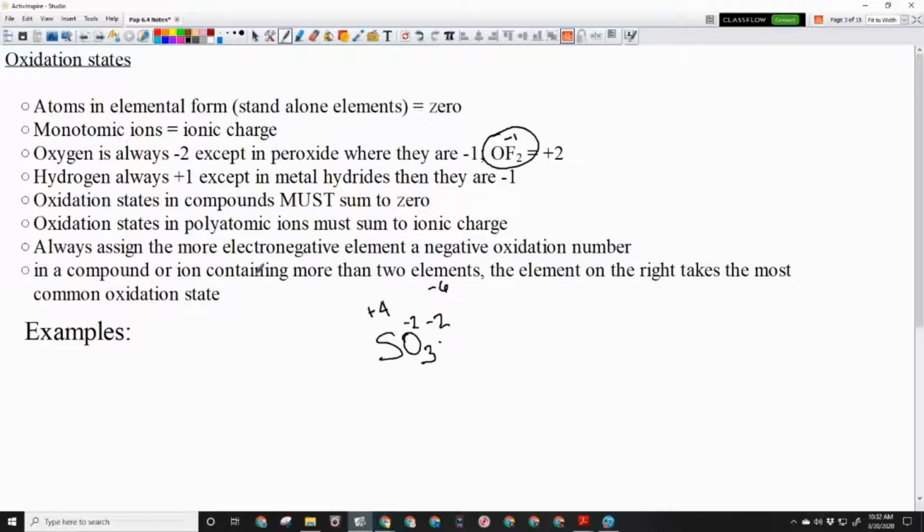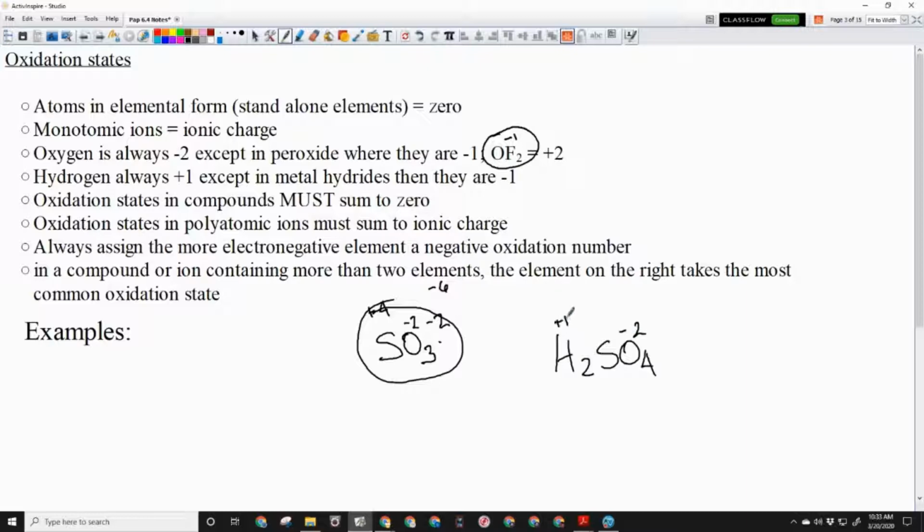In a compound or ion containing more than 2 elements, the element on the right side takes the most common oxidation state. Okay, so if we had H2SO4, this is a compound or ion containing more than 2 elements. It actually contains 3 elements. It says the element on the right takes the most common oxidation state. So that would be the oxygen. So the oxygen is going to take the most common oxidation state, which is going to be a -2.